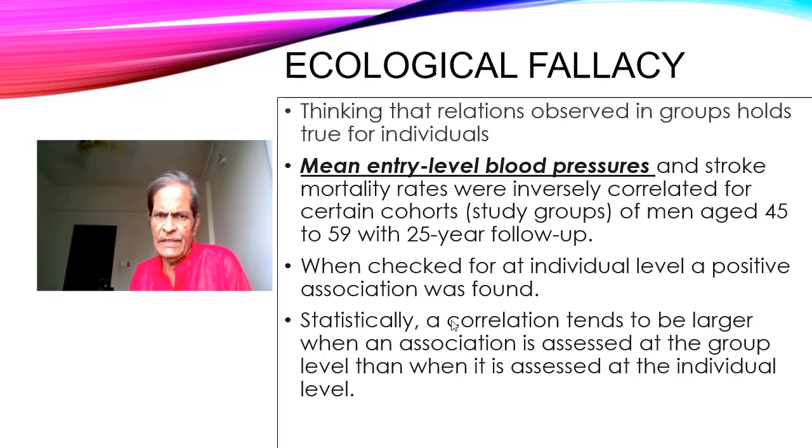Statistically, a correlation tends to be larger when an association is assessed at the group level. So when association is assessed at the group level, the correlation appears to be larger. And in fact, it could be a reverse type of correlation, as was found in the correlation between the blood pressures of the individuals. So that is the ecological fallacy.